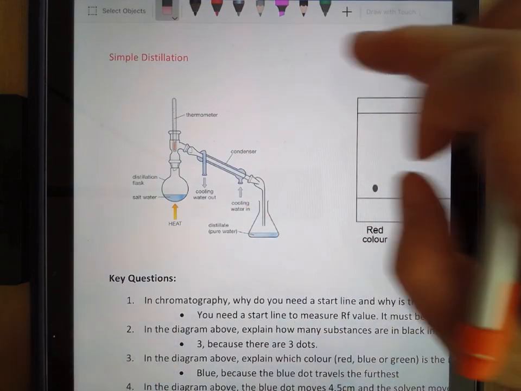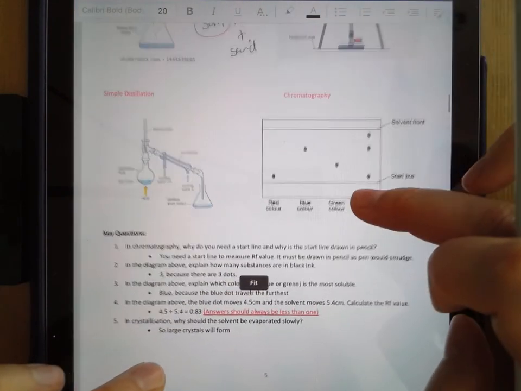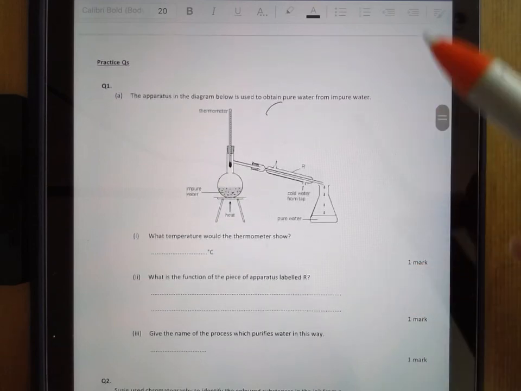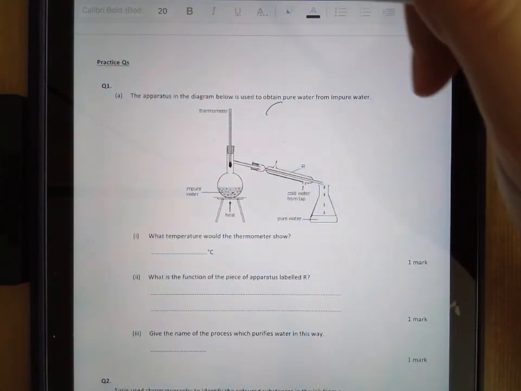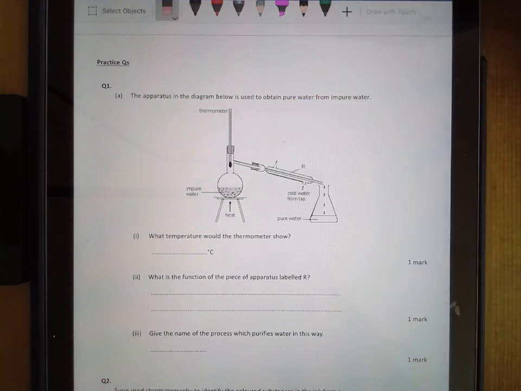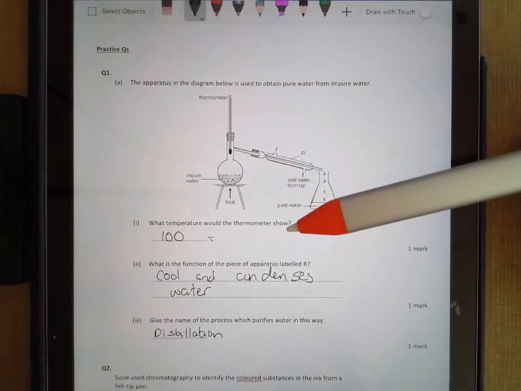I would recommend doing the question here on distillation. If you just press pause for a moment, do the questions, and then press play when you're ready for the answer. All right, so if you look at the answers, what temperature would the thermometer show?